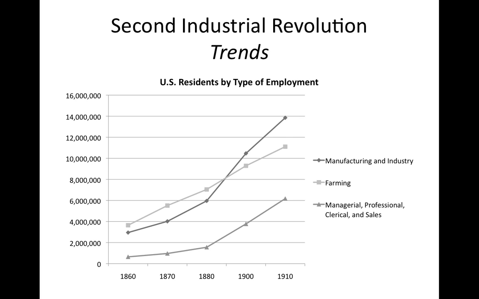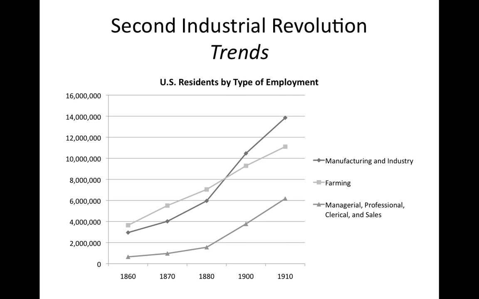Another thing to help paint this picture of the Second Industrial Revolution is what kind of work people were doing in the United States in this time period. You'll notice that at the beginning of this time period, in 1860, more people were farming than doing anything else. By the end of this time period, more people are engaged in manufacturing and industry than farming.